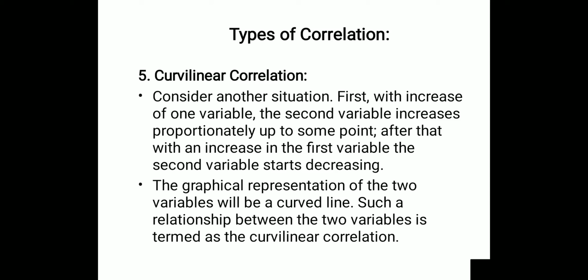Curvilinear correlation is the other kind of situation where, with the increase of one variable, the other variable will increase proportionately up to some point. After that, with an increase in the first variable, the second variable starts decreasing. The graphical representation of the two variables will be a curved line. Such a relationship between the two variables is called curvilinear correlation.